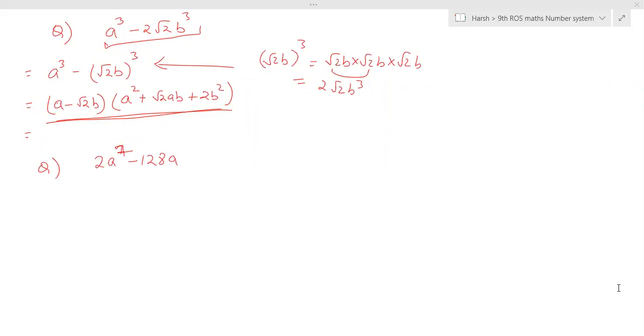Sir, I didn't understand how you got under root 2b. Here I have explained. Under root 2b means under root 2b into under root 2b into under root 2b. Under root 2 into under root 2 is 2, into under root 2, so 2 under root 2, and b into b into b is b cube. Understood?